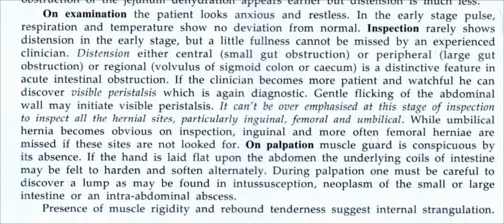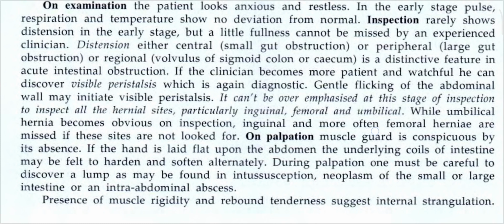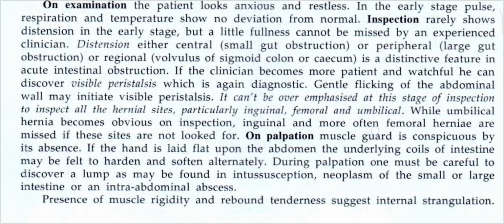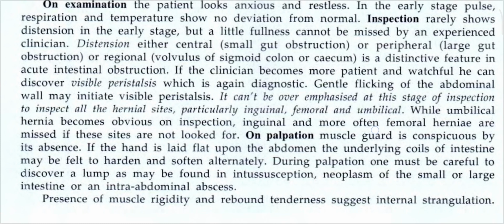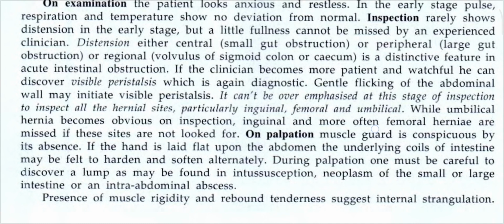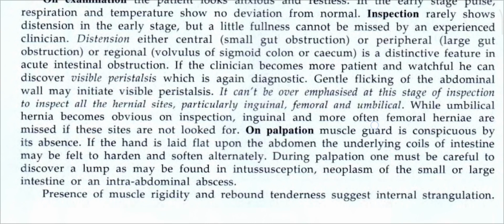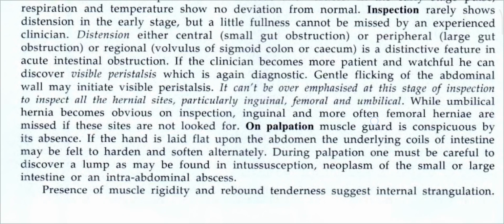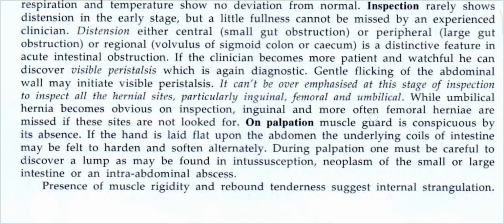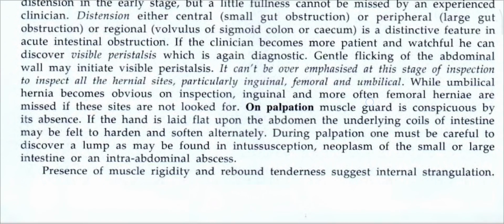On examination, the patient looks anxious and restless. In the early stage, pulse, respiration, and temperature show no deviation from the normal. Inspection rarely shows distension in an early stage, but a little fullness cannot be missed by an experienced clinician. Distension, either central in small gut obstruction, or peripheral in large gut obstruction, or regional in volvulus of the sigmoid colon or cecum, is a distinctive feature in acute intestinal obstruction.